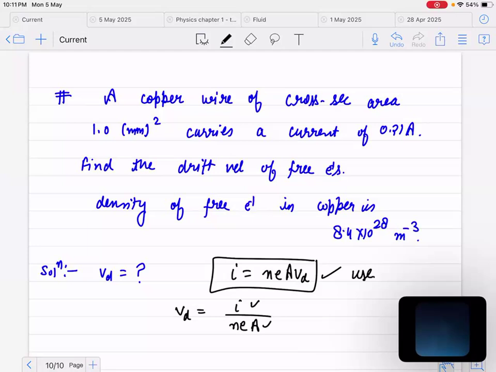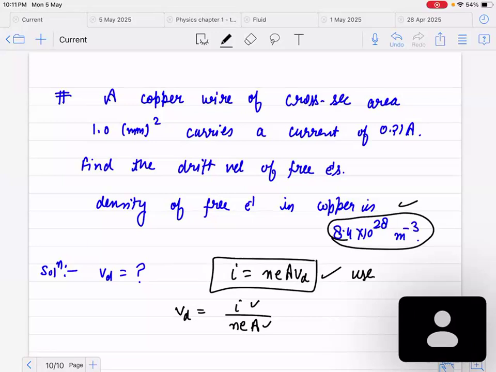So small n is also given. Per cubic meter means the number of electrons. So n is given, I is given, A is given. Just convert area into meter square and finally get the answer.